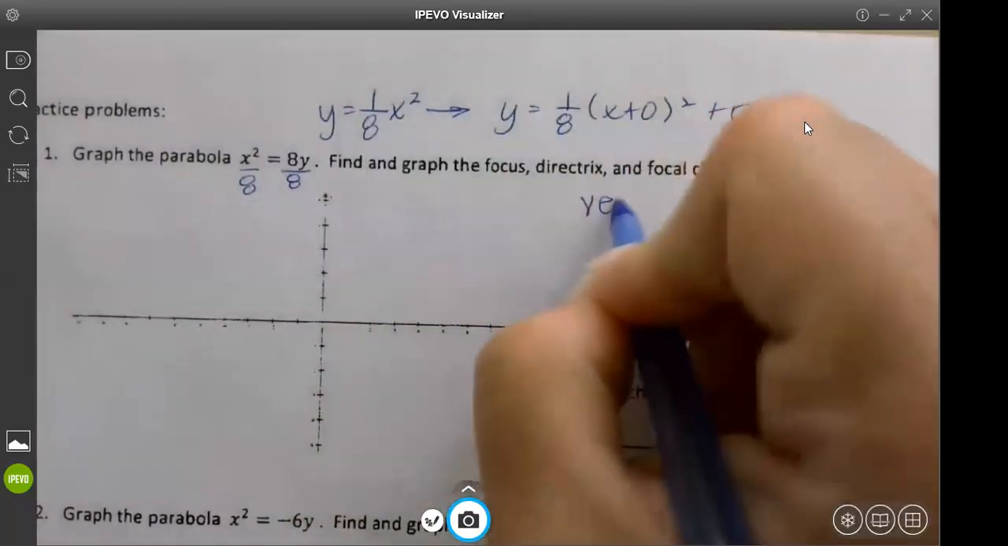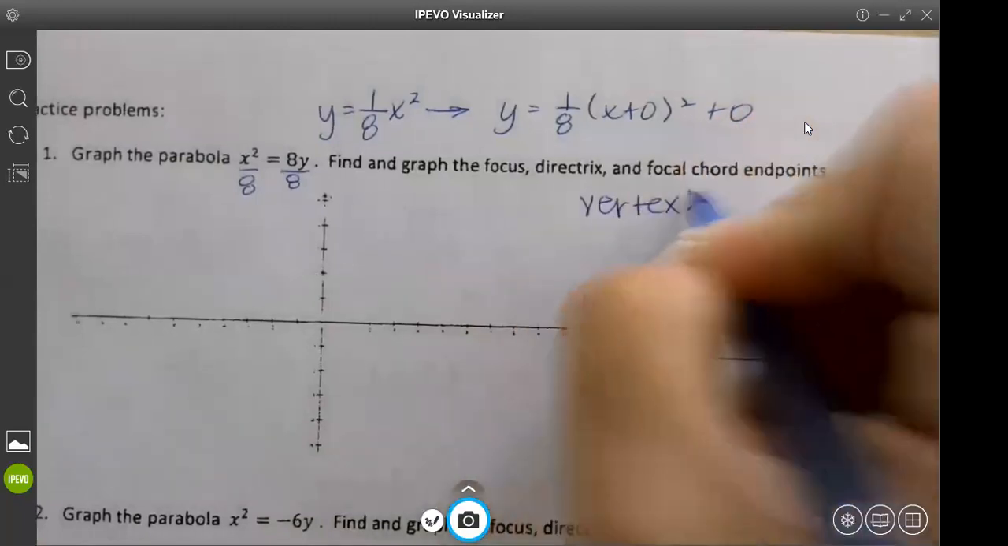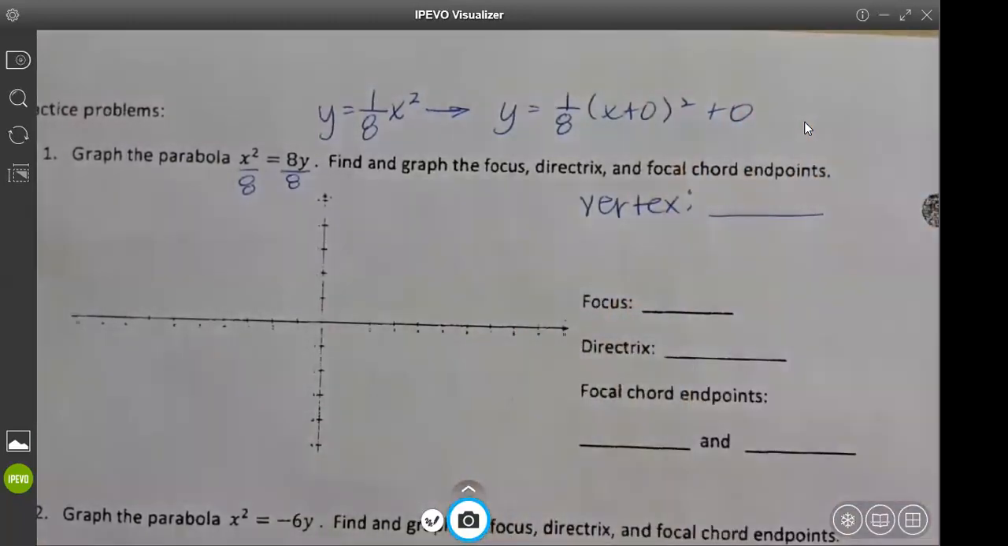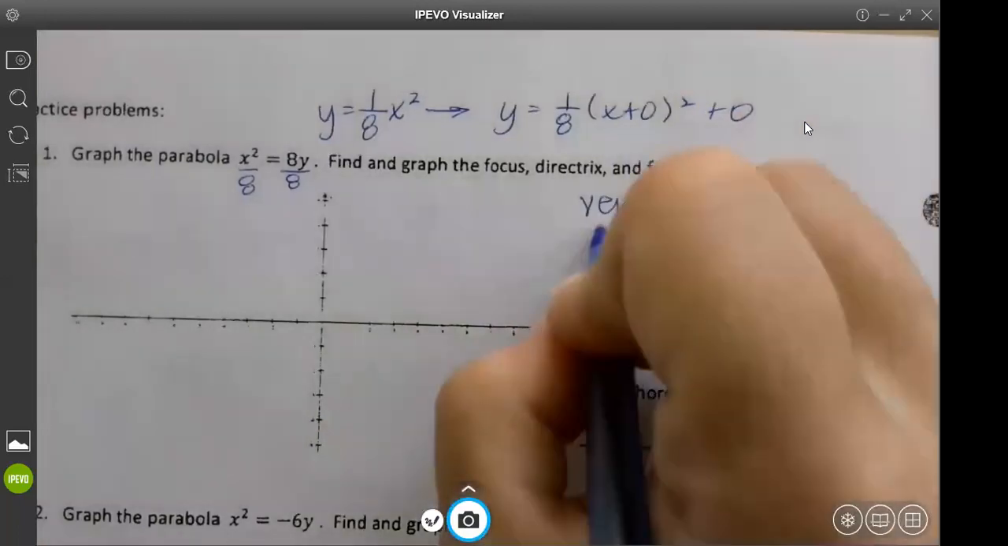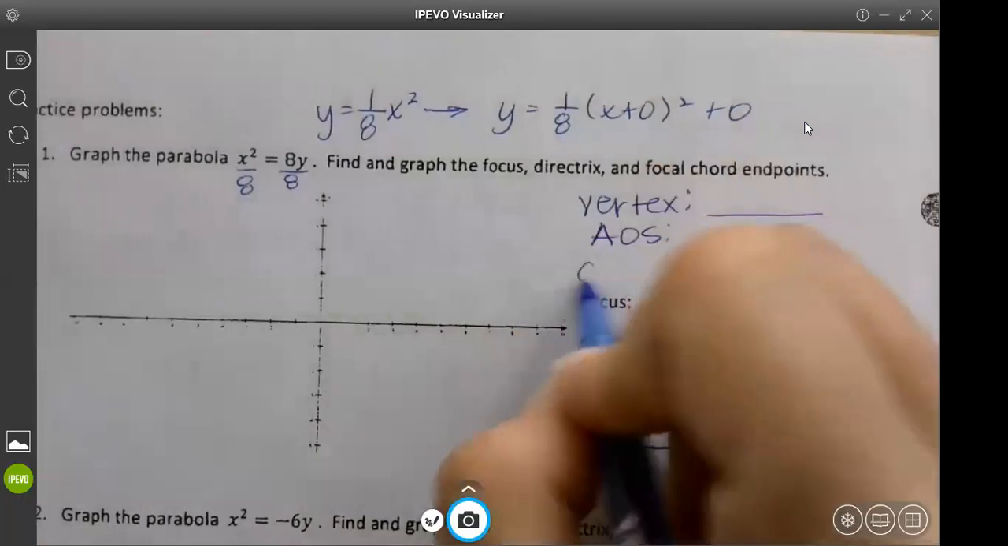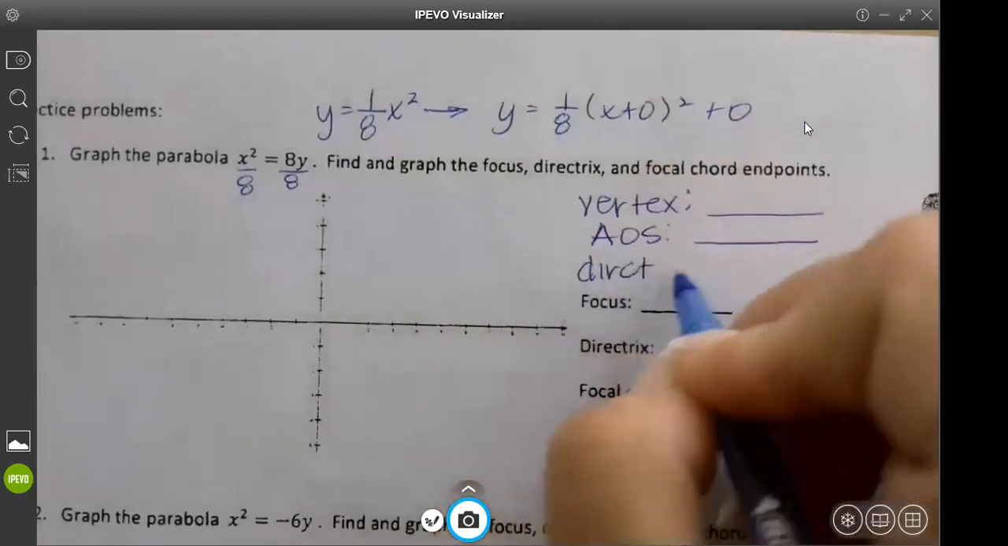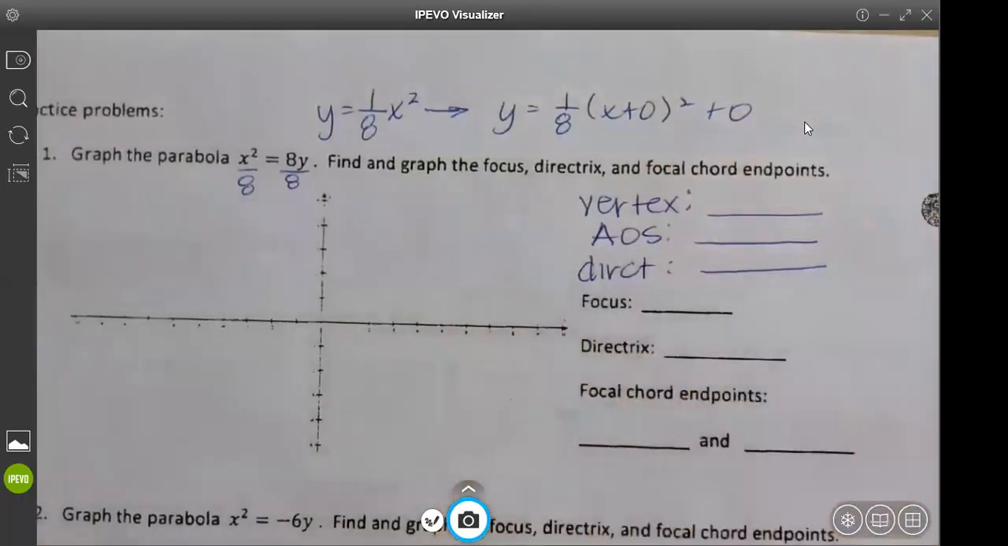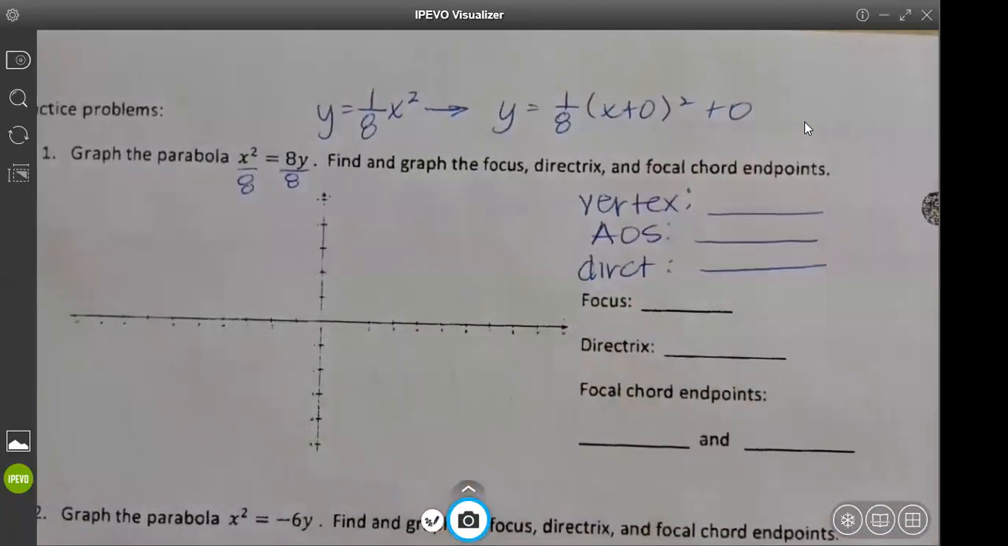I'm going to add a couple things up here. We're going to talk about the vertex, the axis of symmetry, which is what you did on your test, and the direction. And then the new stuff that we're doing is focus, directrix, and focal chord endpoints, and they're really easy.